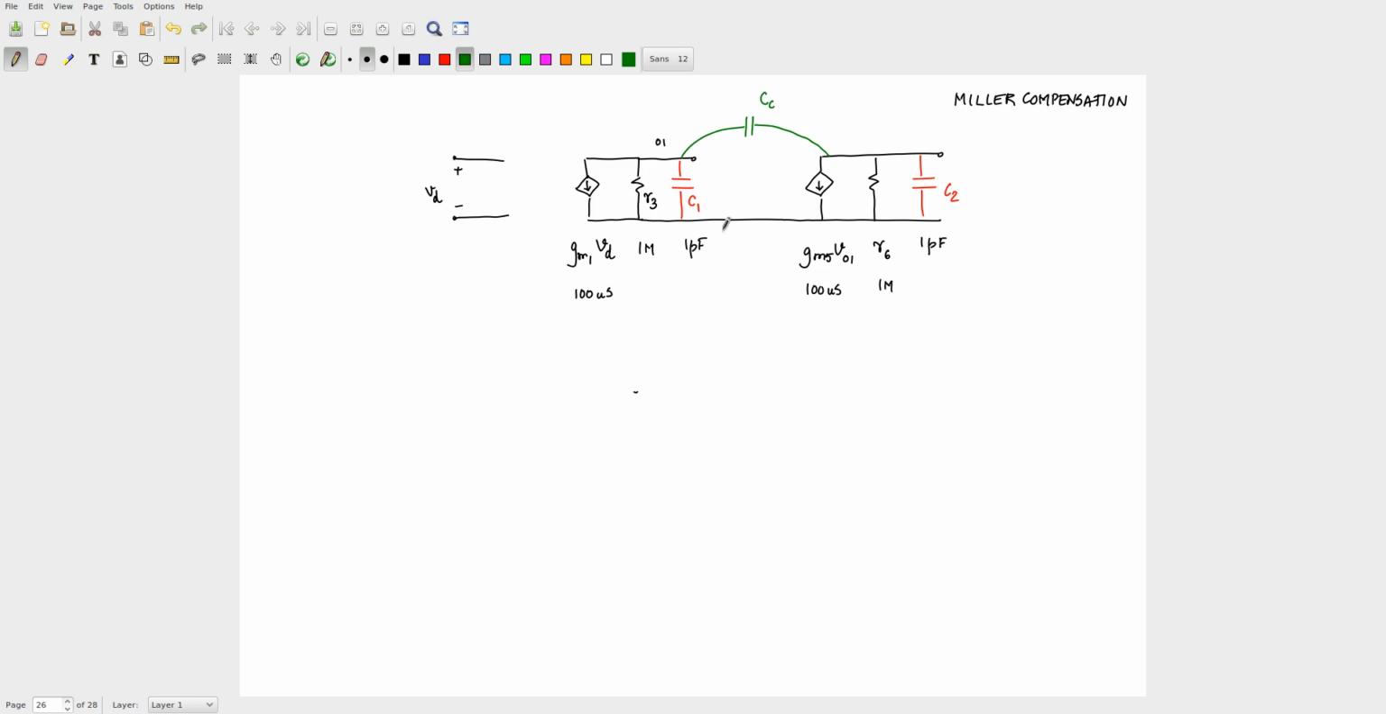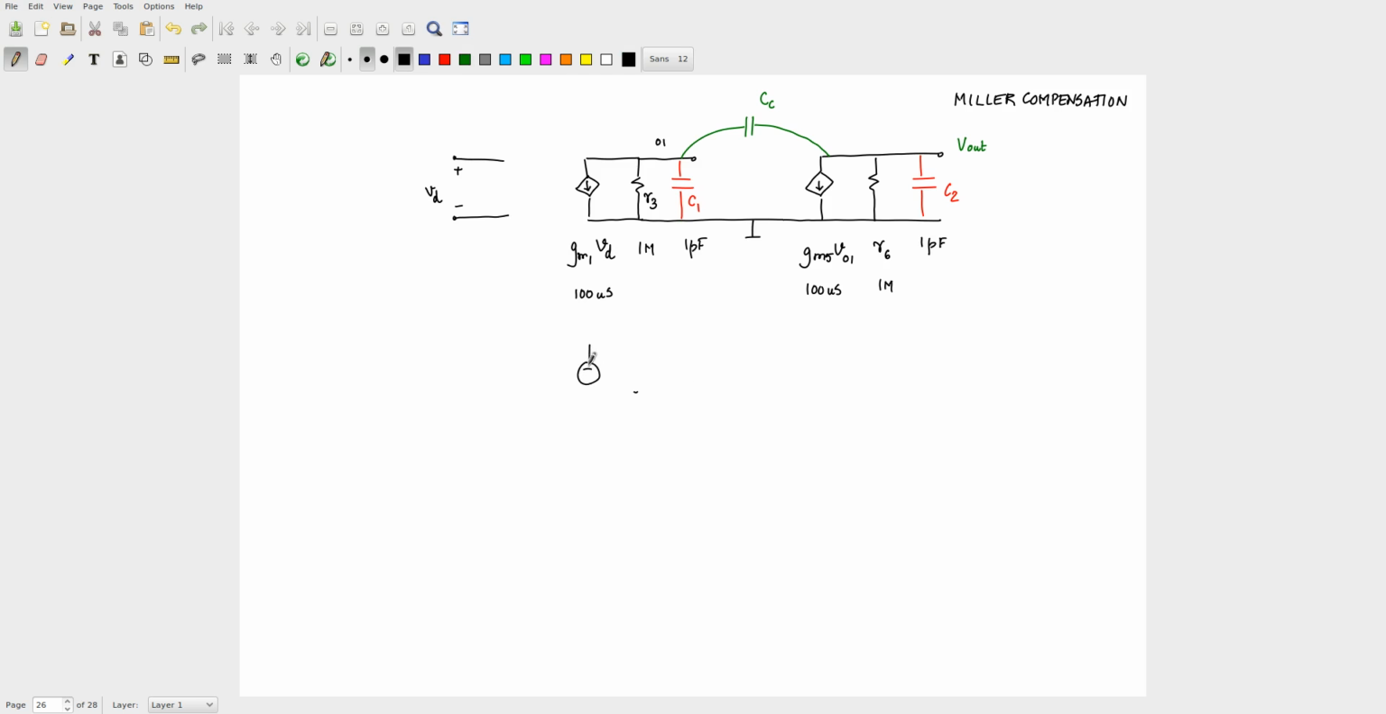Now, how do you calculate the transfer function for this? Does this look like something familiar? Frequency analysis of what, did we see a circuit like this? Common source. Very good. So, how did that look for the common source amplifier? Go back and see what you had.